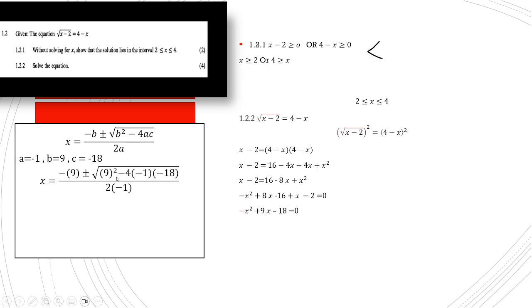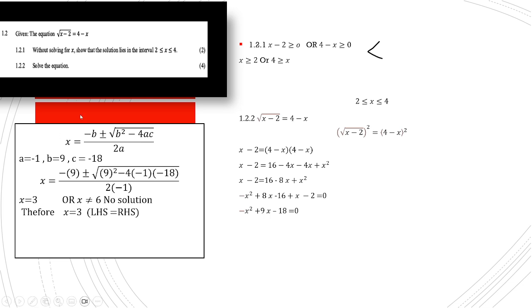So let's substitute into our equation. In the place of b we put 9, in the place of a we put negative 1, in the place of c it's negative 18. Then put that in the calculator like that. Firstly you put the positive sign, you get x is equal to 3. Then the second one, you put the negative sign, you get x is equal to 6. So why now is the 6 rejected? You can just prove this by putting it in your calculator.